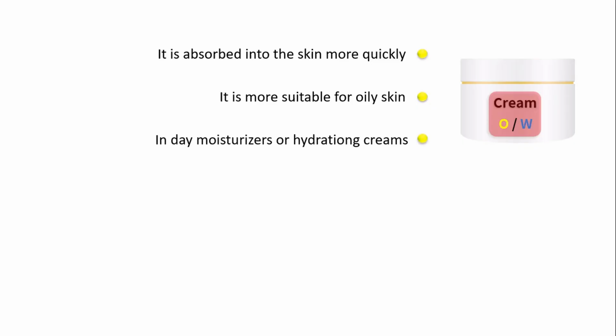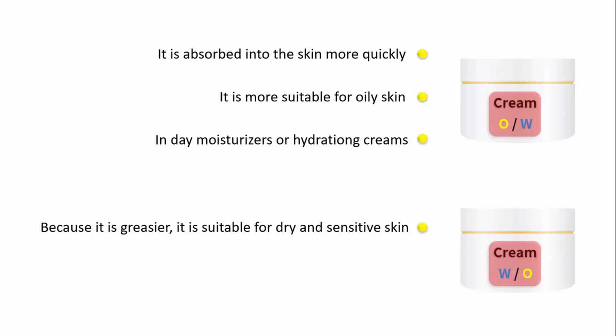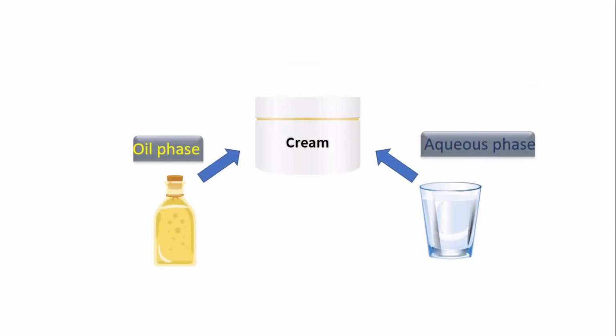The second reason relates to the properties of each of these creams. For example, an oil and water cream is absorbed by the skin more quickly. It's more suitable for oily skin, and it's also used in day moisturizers and hydrating creams. On the other hand, water and oil creams, because they're oilier, are used for dry and sensitive skin, and for making night creams, or in most sunscreens, we use lipophilic creams. So up to this point, we've learned that a cream is a two-phase product. It has a water phase and an oil phase.